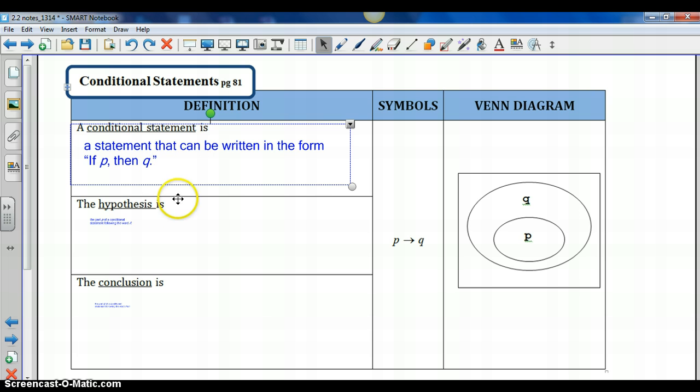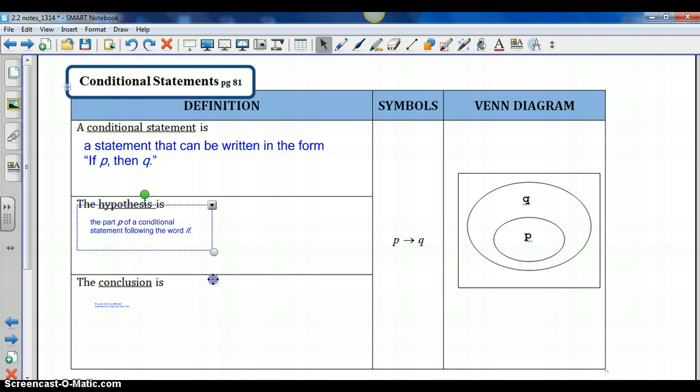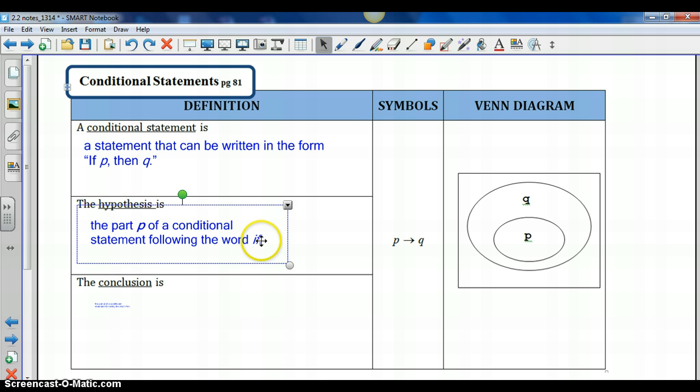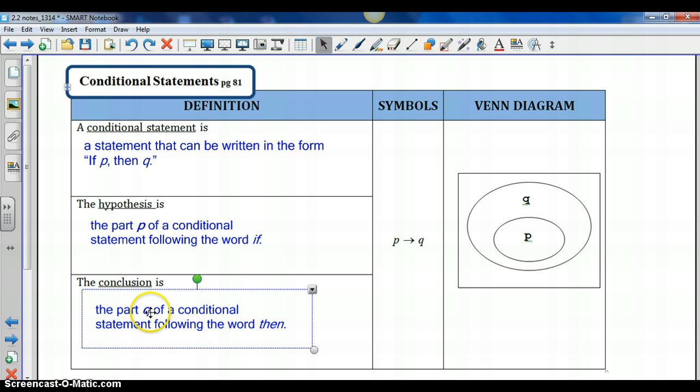A conditional statement is made up of 2 parts, the hypothesis and conclusion. The hypothesis is the part of the statement that follows the word if. It's represented with the P in this example. The conclusion is the part following the word then. It's represented with the Q. The hypothesis is the condition that must be met for the conclusion to be true.